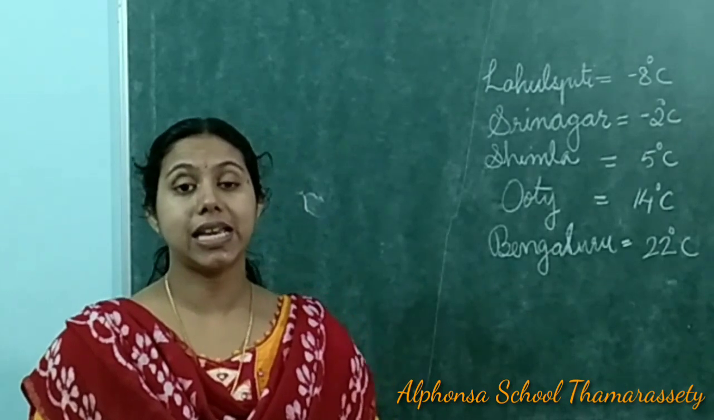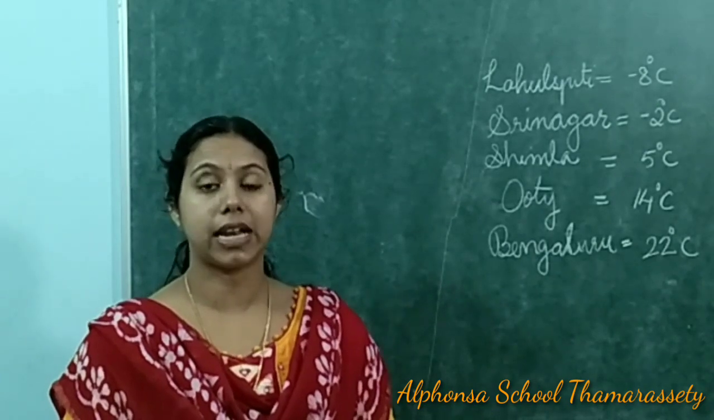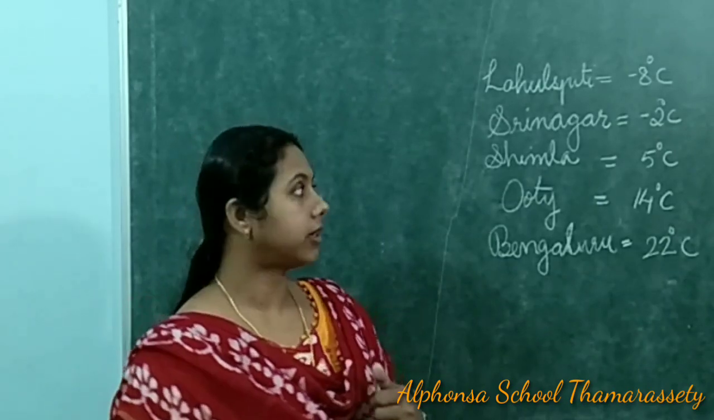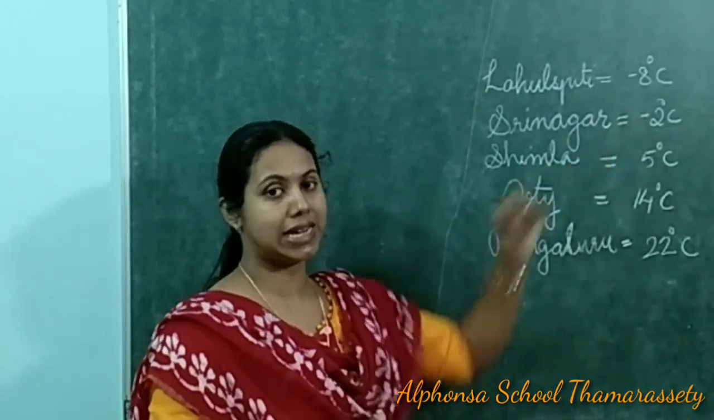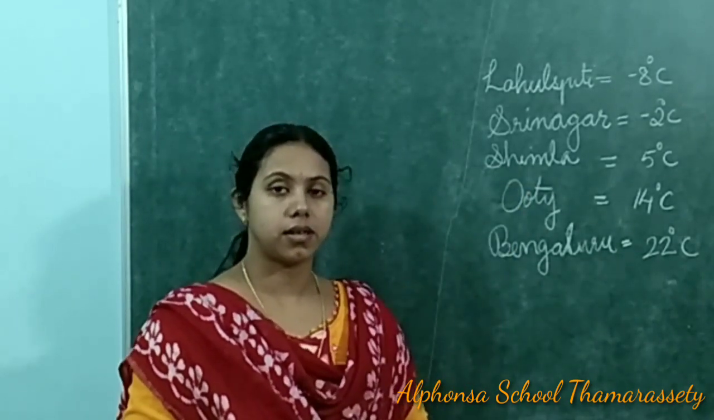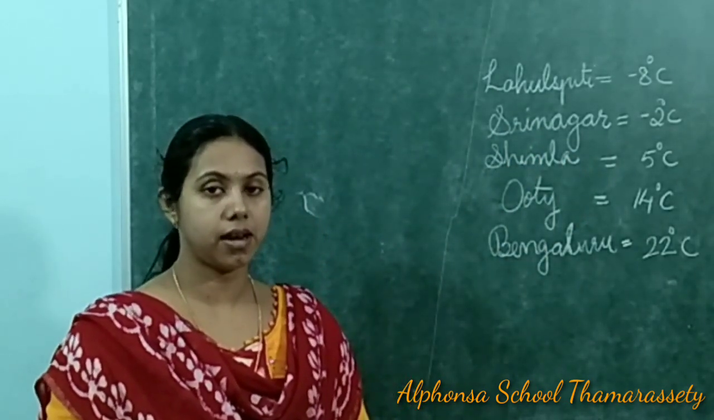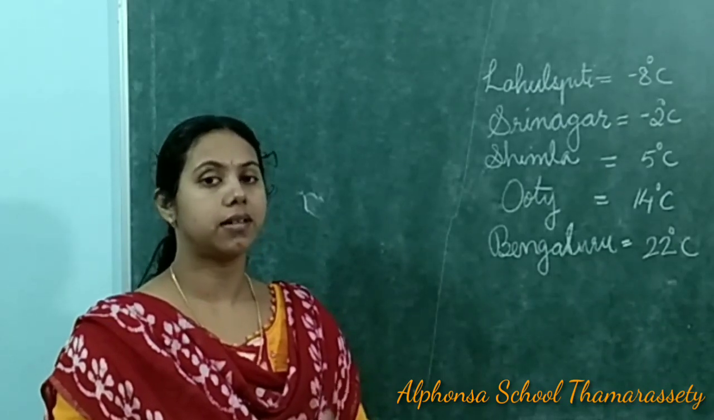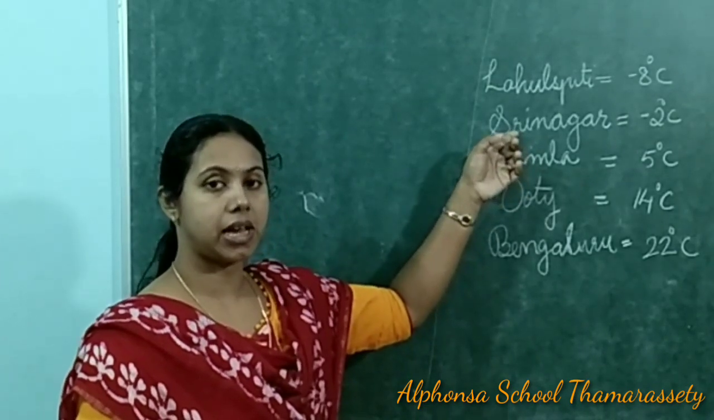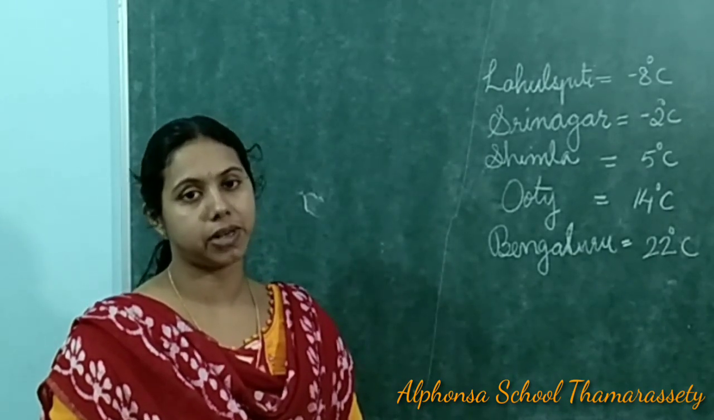One more question is there. Is it less than the temperature at Srinagar? It is also less than the temperature at Srinagar. We know that the temperature of Srinagar is minus 2 degrees Celsius. So when taken together it is 3 degrees Celsius. Is it a positive 3? So that is greater than minus 2. So we can say that the temperature at Srinagar is less than the temperature of Srinagar and Shimla taken together.